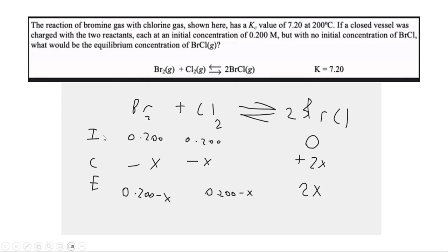So let's do this in easy. What you do is you write the reaction first, yeah? So Br2, Cl2, and 2BrCl. Calm. Now what you want to do is write ICE. Initial, change, end, yeah? 0.200 is the initial. 0.200 is the initial Cl2 and Br2, because that's the initial concentration of the two reactants, it says. So you write that down as initial, yeah?